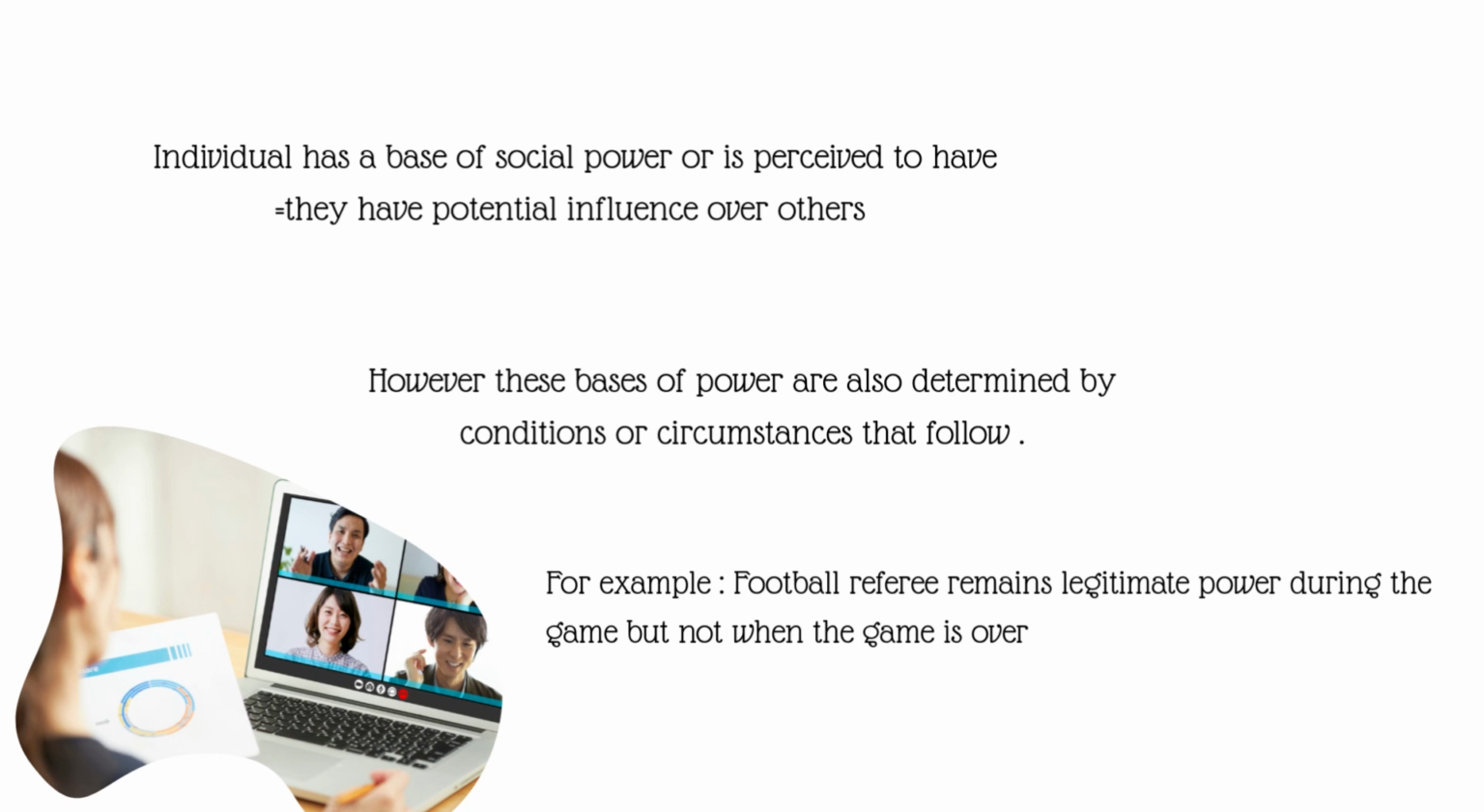If an individual has a base of social power or is perceived to have it, they have potential influence over others. However, these bases of power are also determined by conditions or circumstances that follow. For example, a football referee retains legitimate power during the game, but not when the game is over.